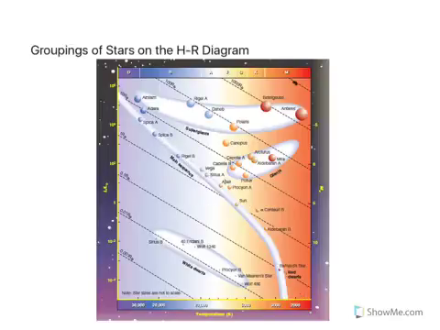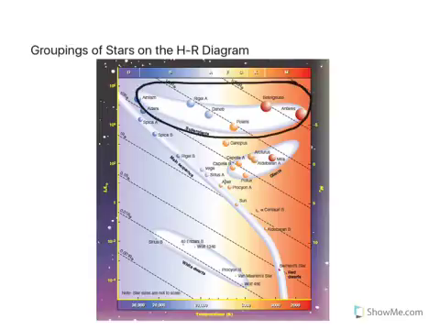Another grouping of stars are these supergiant stars. Supergiant stars are exceptional, 10 to 1,000 times the Sun's diameter. So they are very, very bright and they are very large.